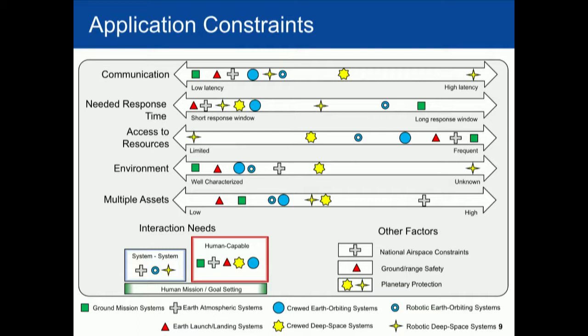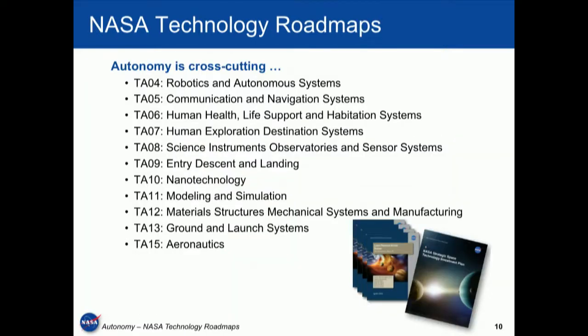So back in 2015, NASA did an update to the technology roadmaps. It was a very large year-long effort that involved many, many people across the agency. And one of the things that we did is we tried to create a cross-cutting index for a number of technologies. So if you go online and you find NASA technology roadmaps, the first one, which I believe is called TA0, describes a number of cross-cutting things.